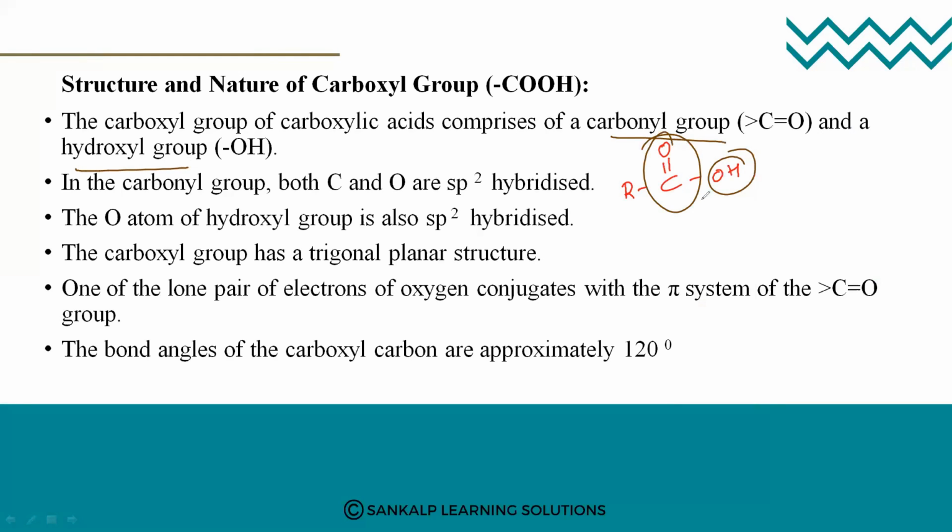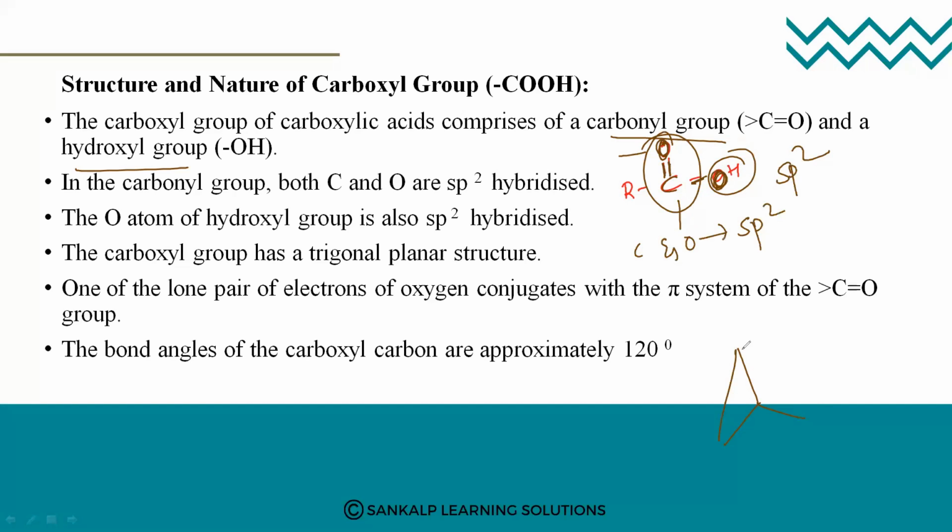In the carbonyl group, both the carbon and the oxygen are sp2 hybridized. What do you mean by sp2? Whenever they are linked with a double bond, it is sp2 hybridized. The oxygen atom of the hydroxyl group is also sp2 hybridized. The carboxyl group is trigonal planar, like this.